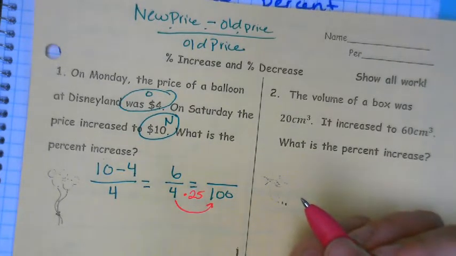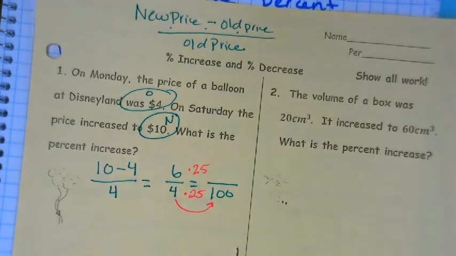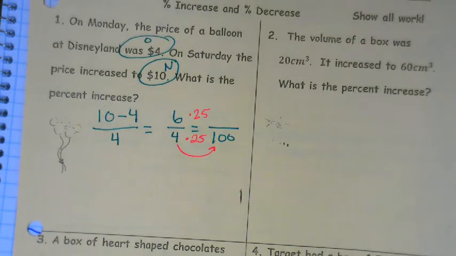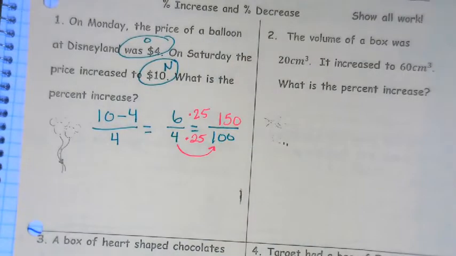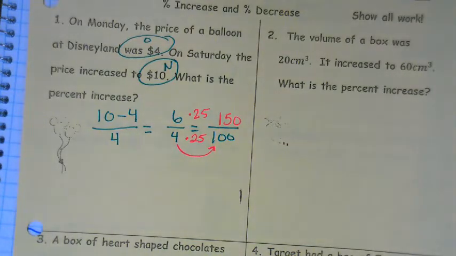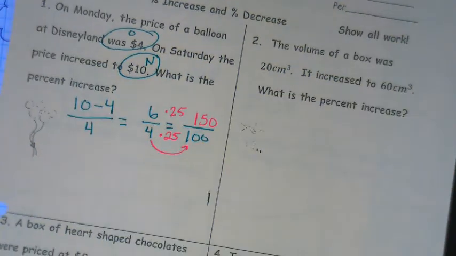4 times 4 quarters is $1 times 25. So 6 quarters. How much is 6 quarters? 25, 50, 75, $1, $1.25, $1.50, right? So 150. All right. So what's my percent? Well, look at this. 150%. So look, if it was 20 over 100, what was my answer? 20%. Did you get rid of a 0? Did you move anything? That's your answer. So if it's 150 over 100, what's my answer? 150%.